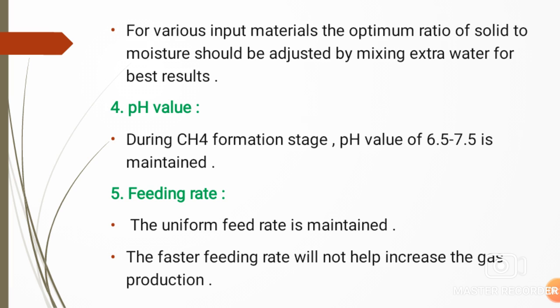The next parameter, the fifth one, is the feeding rate. A uniform feed rate is maintained. That means the providing of the slurry or biomass to the biogas plant is the feeding rate, and this rate is uniformly maintained for the proper functioning of the biogas plant. A faster feeding rate will not help increase the gas production. When the feeding rate is faster, it is not useful, because it does not help to increase the production of gas. It should be a uniform feed rate. So this is the feed rate.